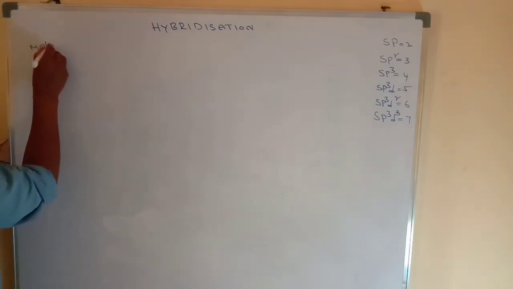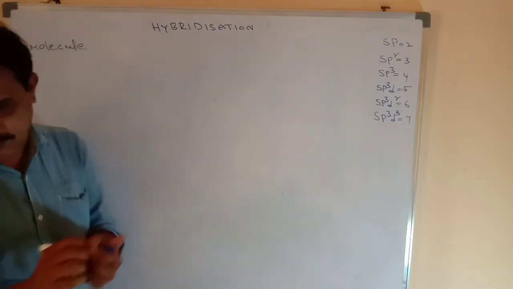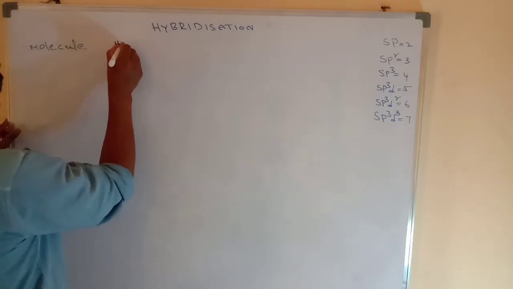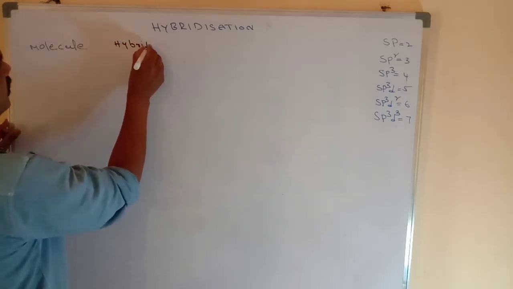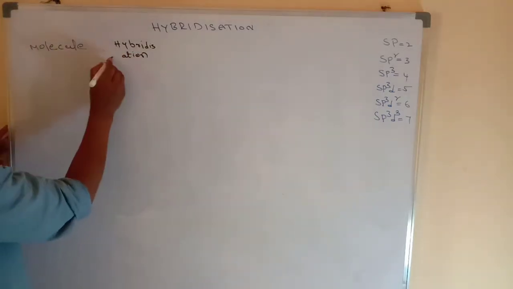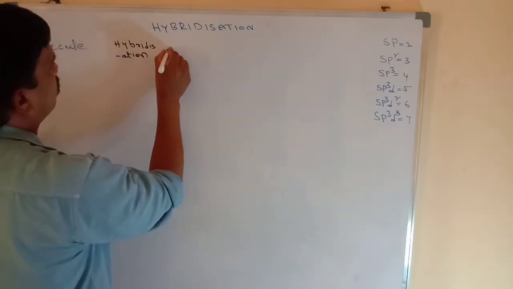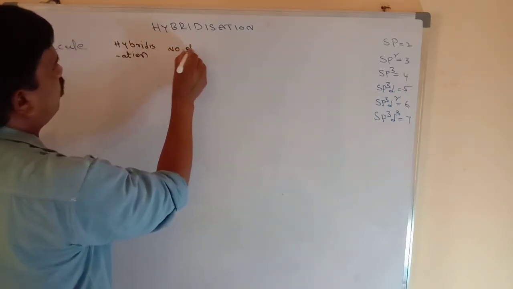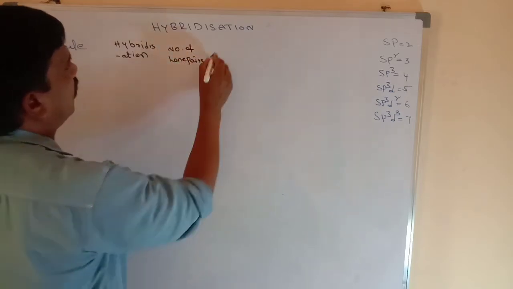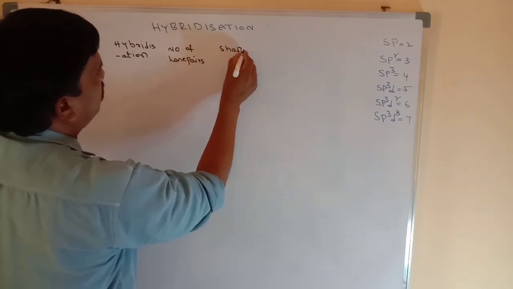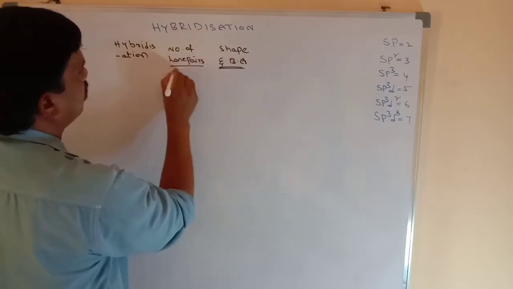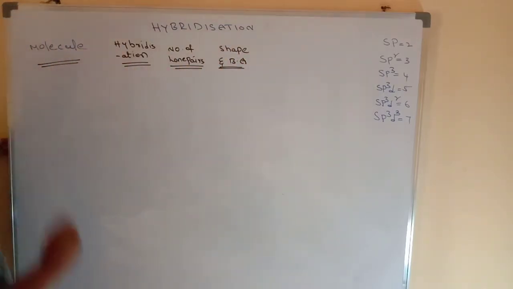Take a molecule and find its hybridization. Then find the number of lone pairs: how many lone pairs are there in the given molecule? And what are the shape and the bond angle of the given molecule? Follow my method.